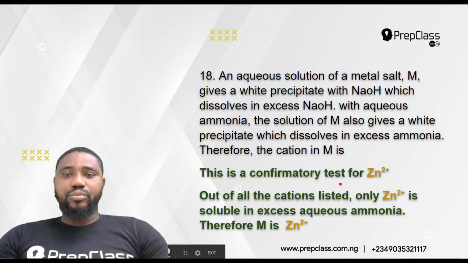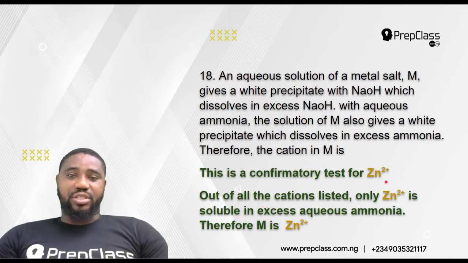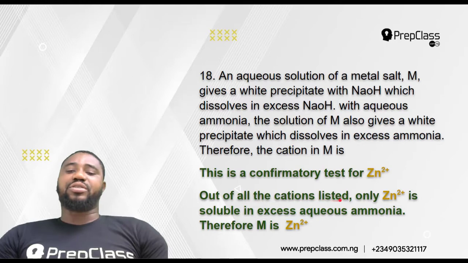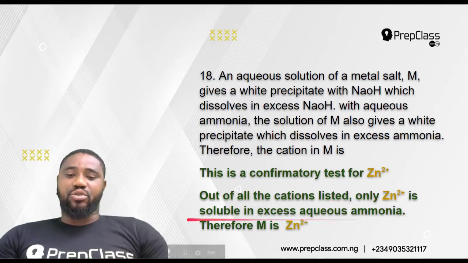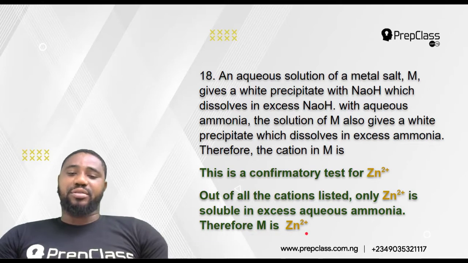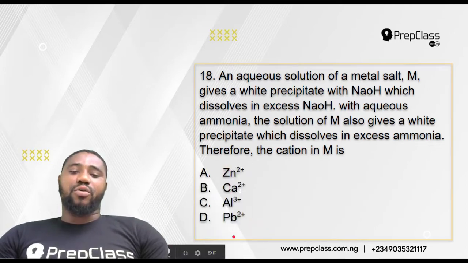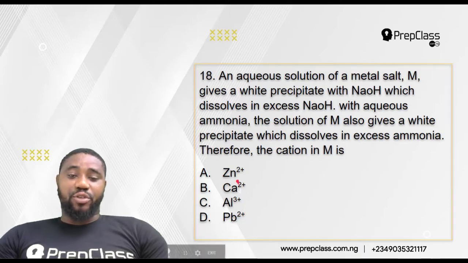Now, I said that this is a confirmatory test for Zn2+. It is zinc. Out of all the cations listed, only zinc is soluble in excess aqueous ammonia. Therefore, M is zinc. Now, you see these four, aluminium and lead will form white precipitates. In short, all of them will form white precipitates. But this is how we distinguish them.